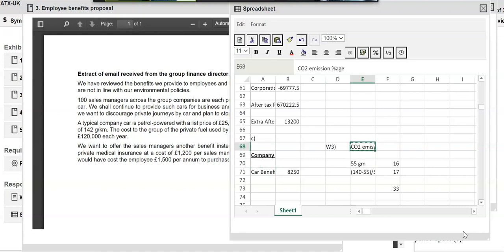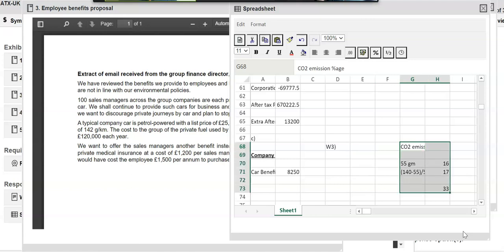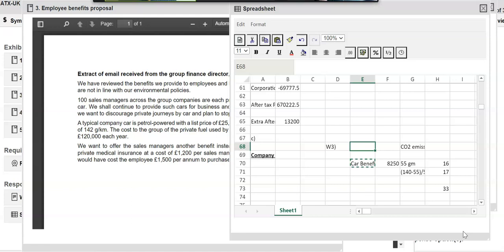So copy all this to here. Sorry, cut, Control X, Control V, and I'll bring the car benefit here. So this working is all. So car benefit. So I will calculate Class 1A NIC.